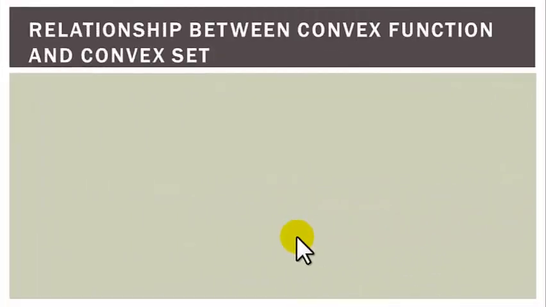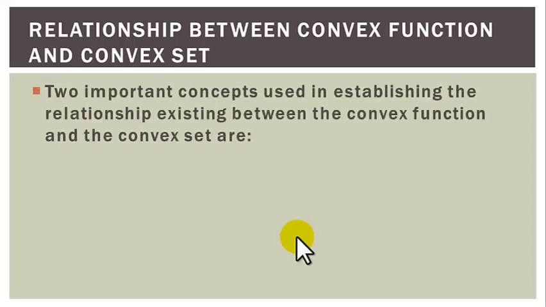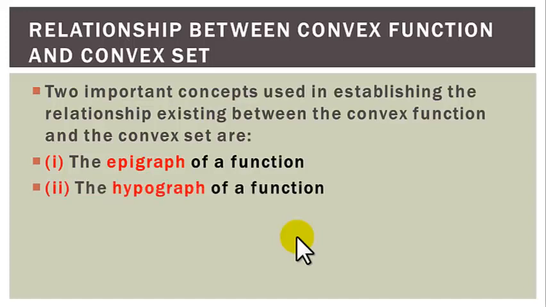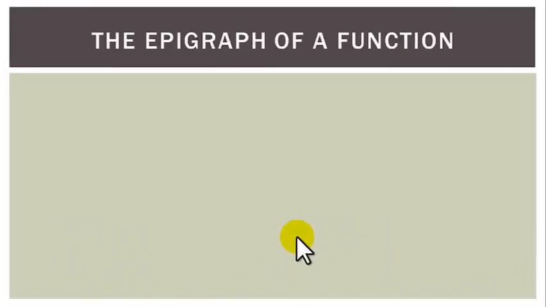Now, let us consider the relationship between convex function and convex set. Two important concepts often used in establishing the relationship existing between the convex function and the convex set are: 1. The epigraph of a function, and 2. the hypograph of a function. First, let us look at the epigraph of a function.